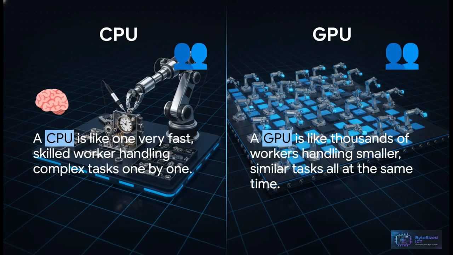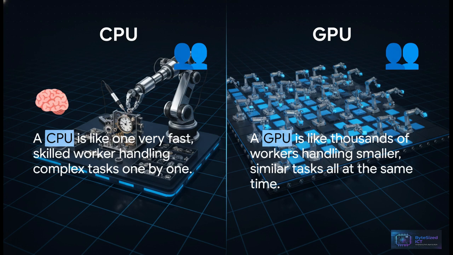This slide has the perfect analogy. A CPU is like one genius craftsman. It tackles really complex problems, but it does them one at a time. A GPU, on the other hand, is like a massive army of thousands of workers. Each worker does a simple, repetitive job, but they all do it at the same time. That's called parallel processing, and it's the GPU's superpower.